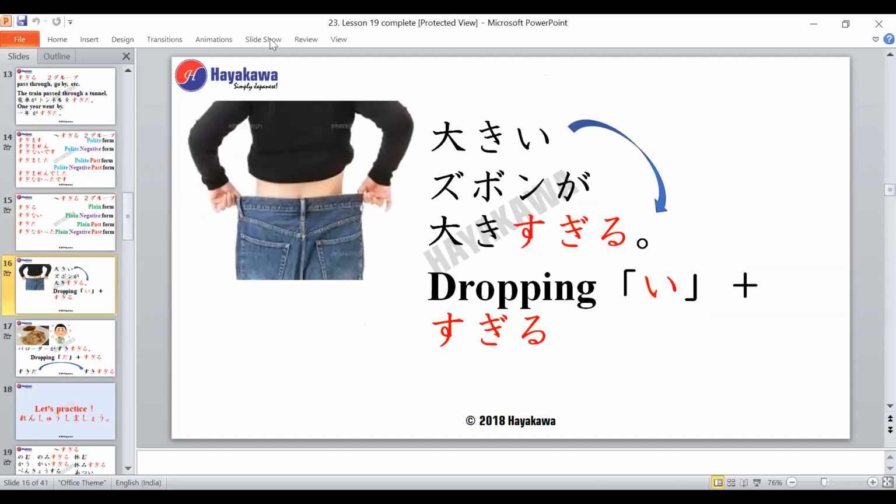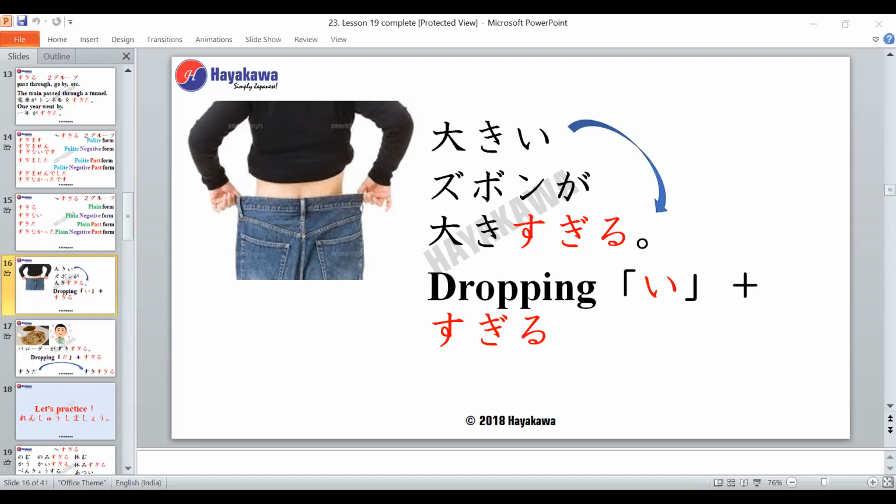So we can use this even with adjectives, right? For example, we have an adjective over here, oki. What does oki mean? Oki means big. Very good, Siddhartha. We have a sentence here, right? Zubon ga oki sugiru, which means this pant is too big. So how are we changing from oki to oki sugiru? Dropping i and adding sugiru. Very good, Siddhartha. You just drop i and add sugiru.